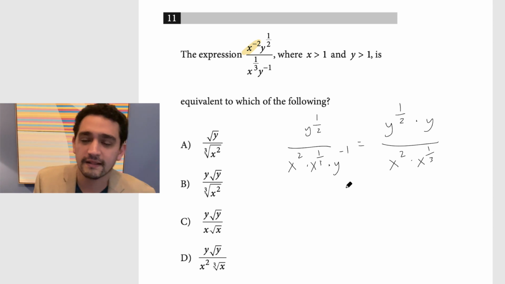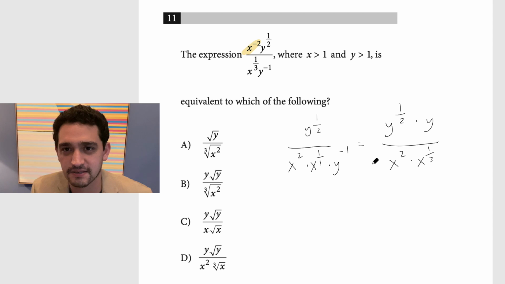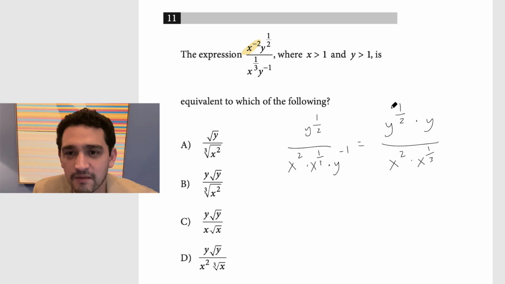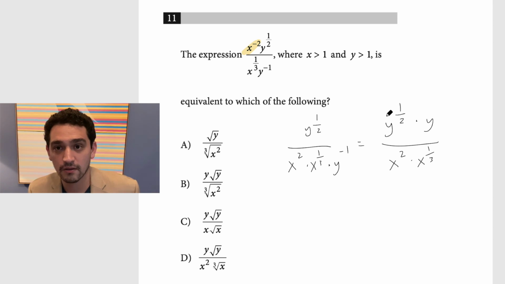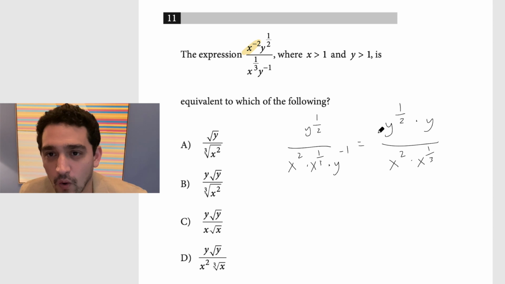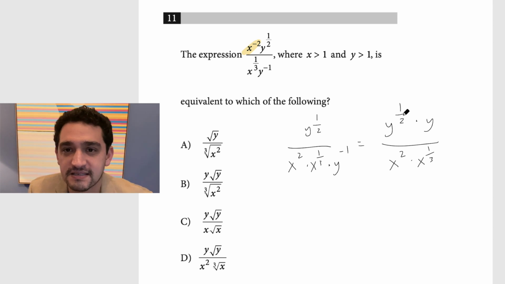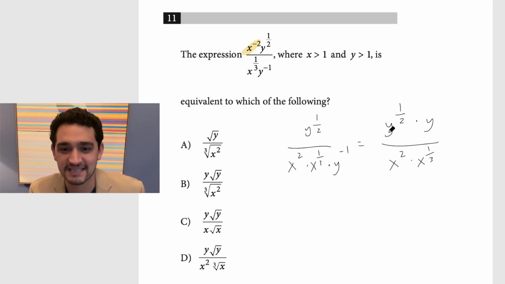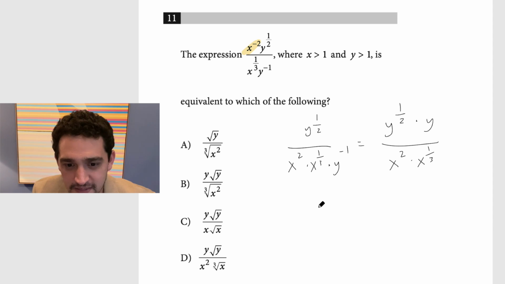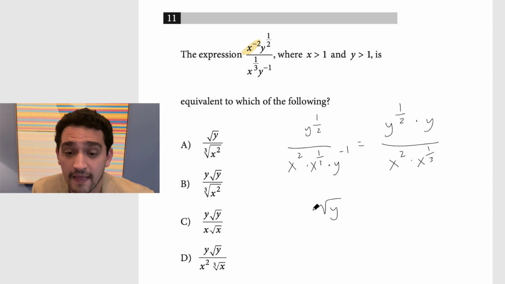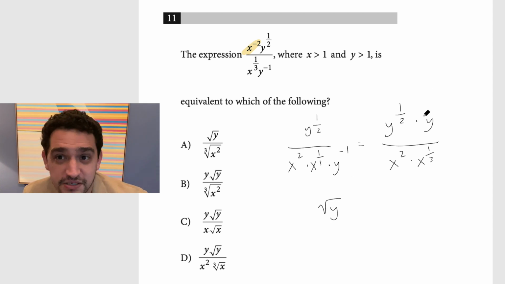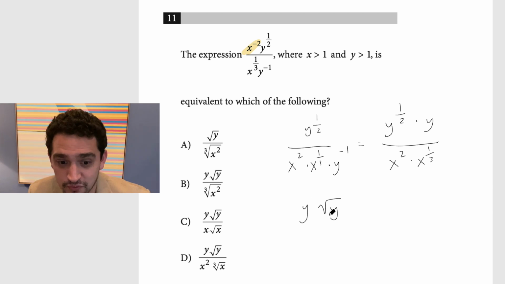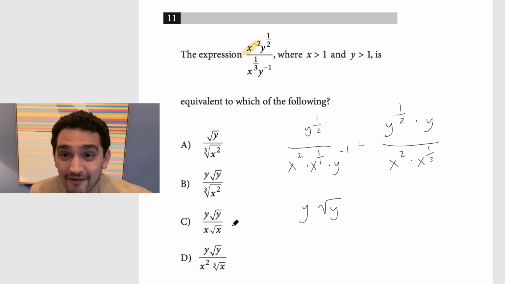Now, let's deal with these fractional exponents. We know that y to the power of 1/2 will equal the square root of y, because this denominator 2 is the index of the root. That becomes the square root of y, and that's just going to be multiplied by y. So let's just say y times root y. If you look at our answers, 3 of our options do have y root y. 1 does not. We can cross it out.